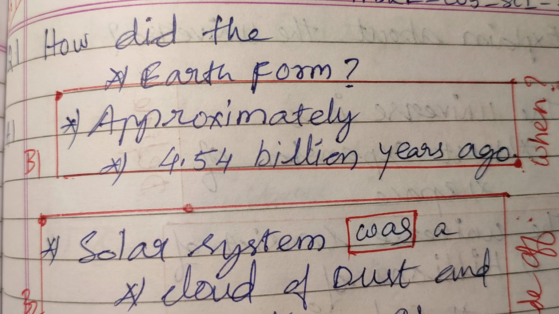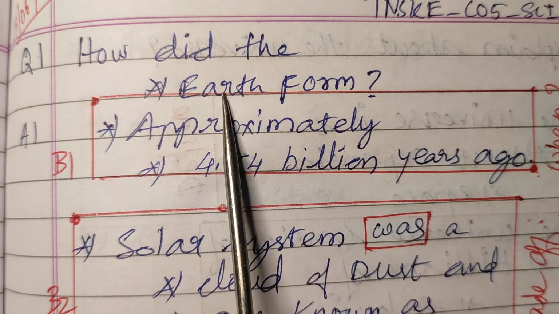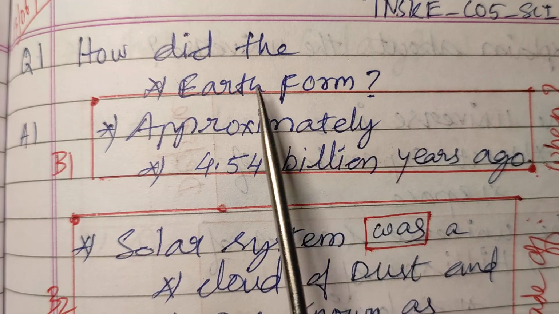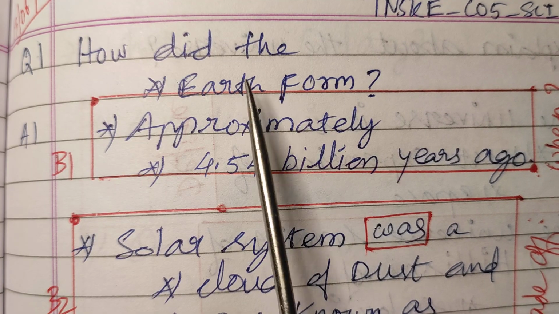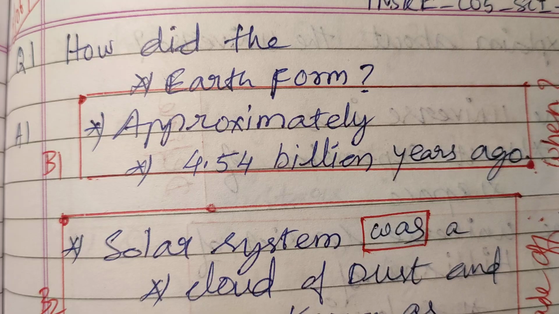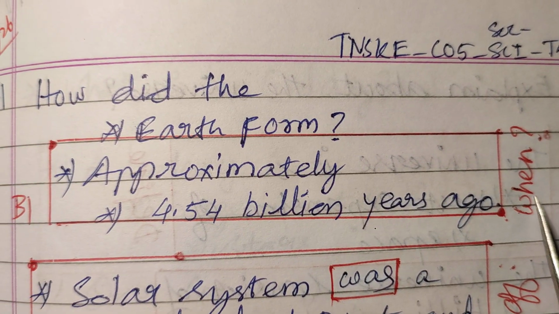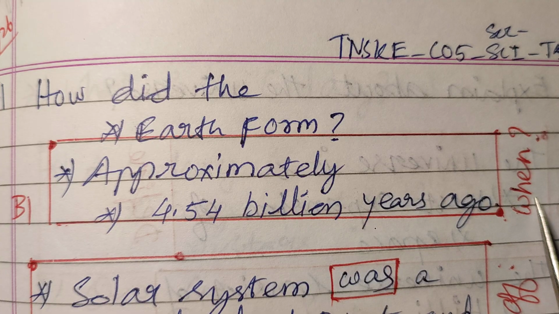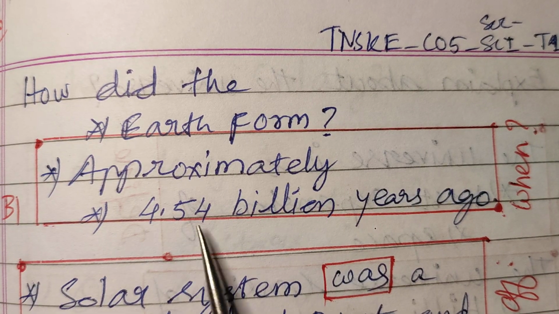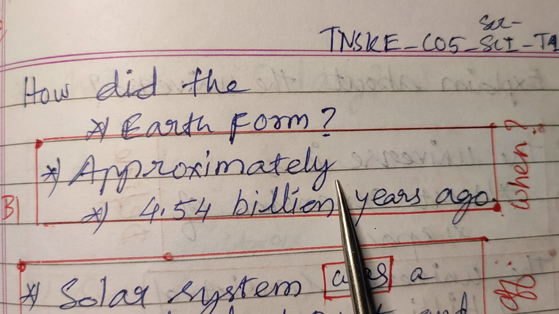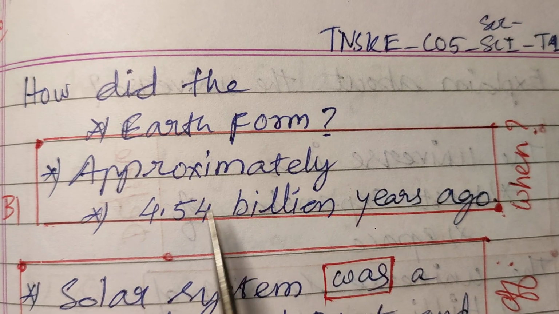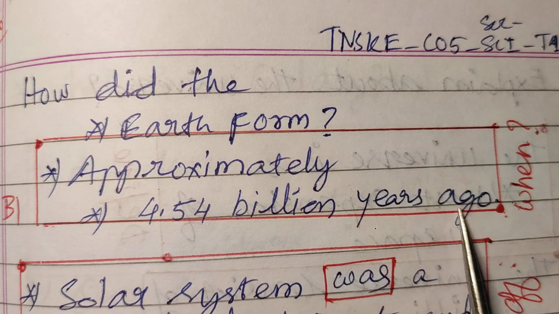The first question Himayam asked his father is, how did the Earth form? What we have to know based on this question is, when was the Earth formed? First we have to understand when the Earth actually formed. Approximately 4.54 billion years ago. It's an approximate time. So nobody knows exactly when it formed. It's an approximation. 4.54 billion years ago.